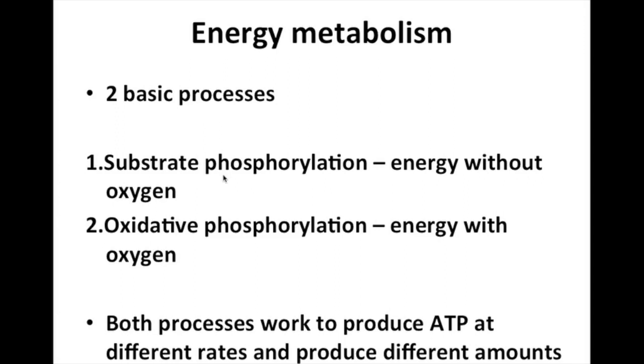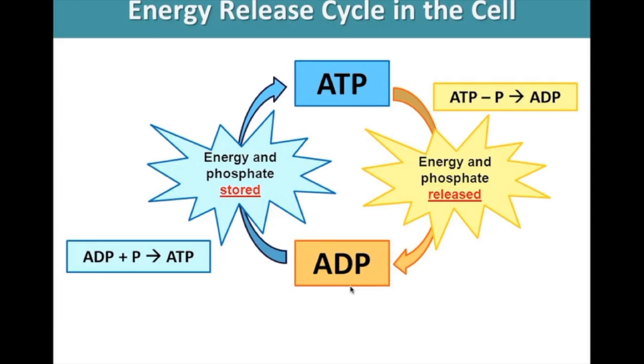So this process here produces about 10% of the energy that we use on a daily basis, and this one produces about 90%. So it's a lot more efficient if we can produce energy this way. And these processes work to produce this molecule here, which is called ATP. So this is like the energy molecule of the body. But they work at different rates and they produce different amounts. So part of that is we're going to look at how much they produce today.